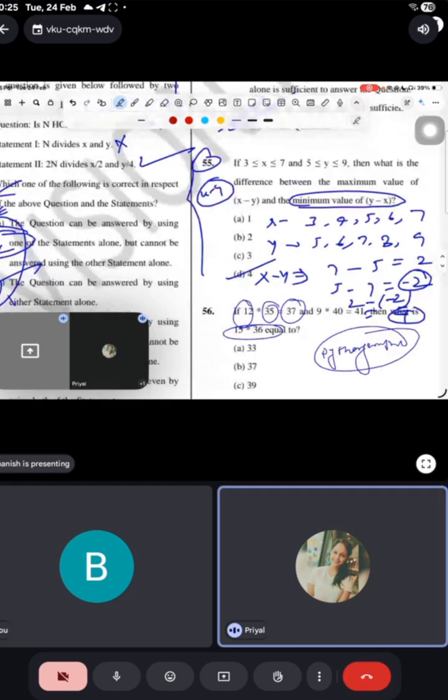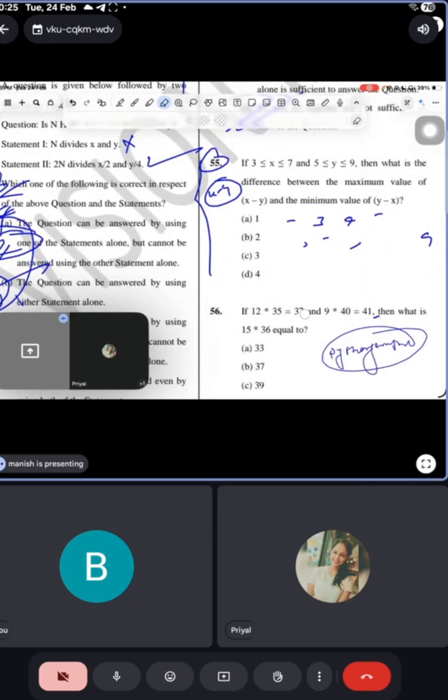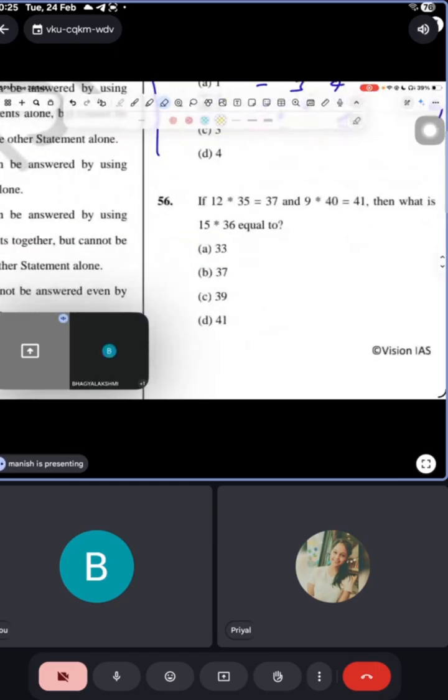4 is the answer. See guys, there's nothing actually. This kind of question is just for the showcase in a museum. If something clicks in your mind, then solve. Otherwise, leave it, guys, because this kind of question will kill your time.